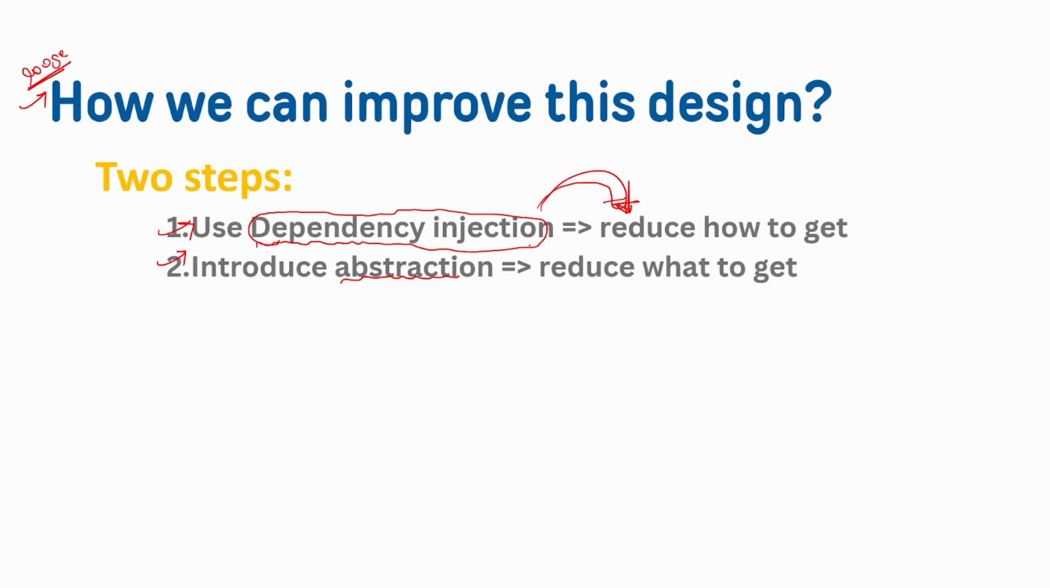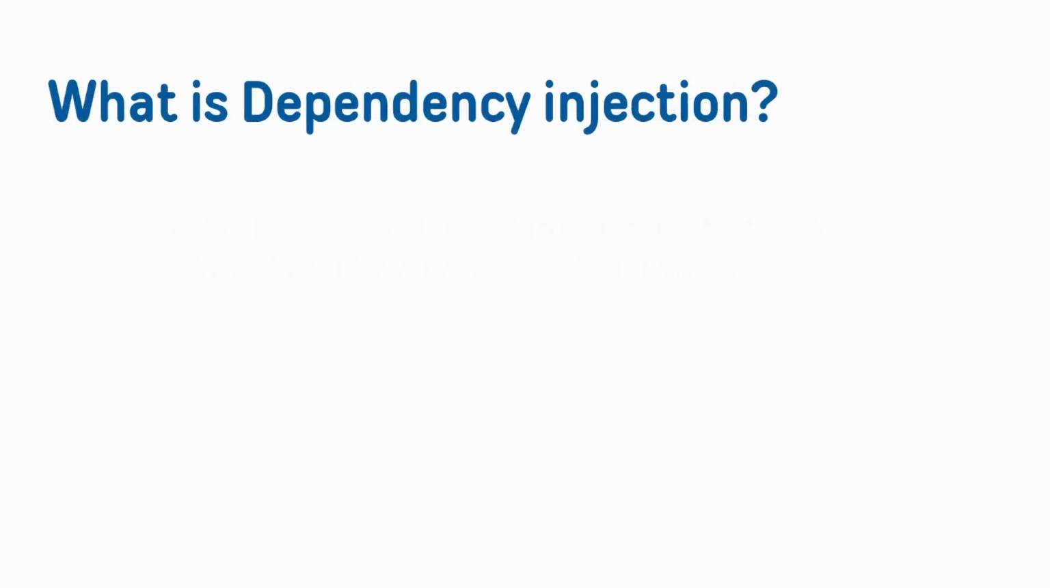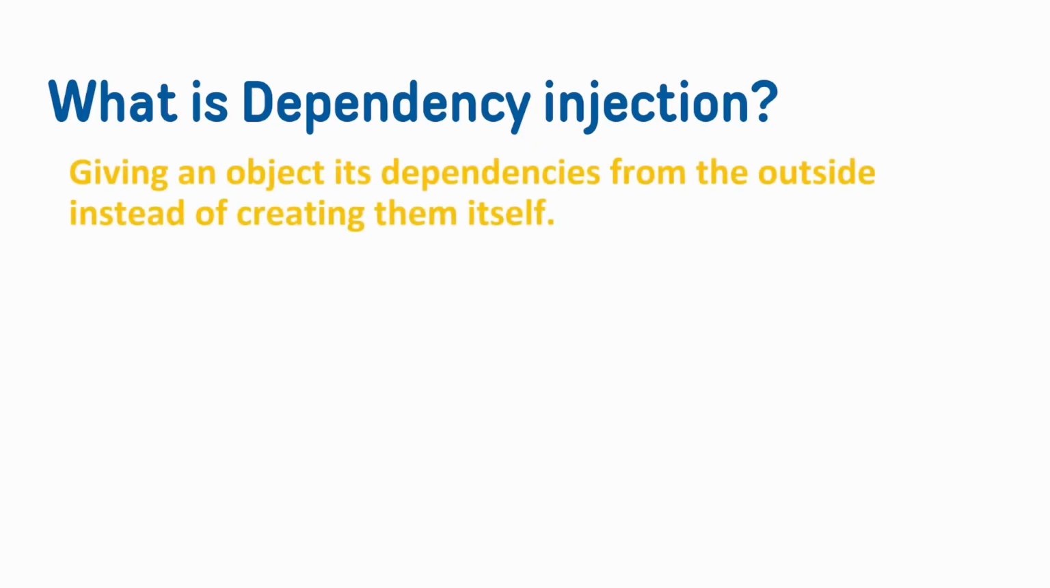So what does dependency injection do? It reduces the how-to-get-it. Currently you can say that the car itself manages how to get it, but with the help of dependency injection we will reduce this. The class does not care about how to get it, it only gets it. Let's understand what dependency injection is. Dependency injection is giving an object its dependencies from the outside instead of creating them itself.